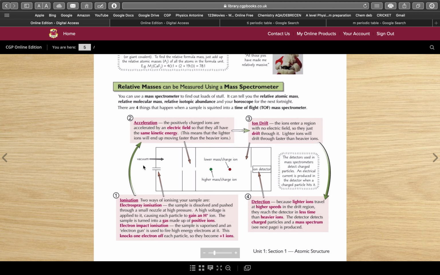The next technique is your electrospray ionization. During electrospray ionization, your sample is dissolved in a solvent, which then goes through a small nozzle at high pressures, where a voltage is then applied, so each particle gets a hydrogen ion. Eventually, your solvent evaporates, leaving us with a vaporized, ionized sample.